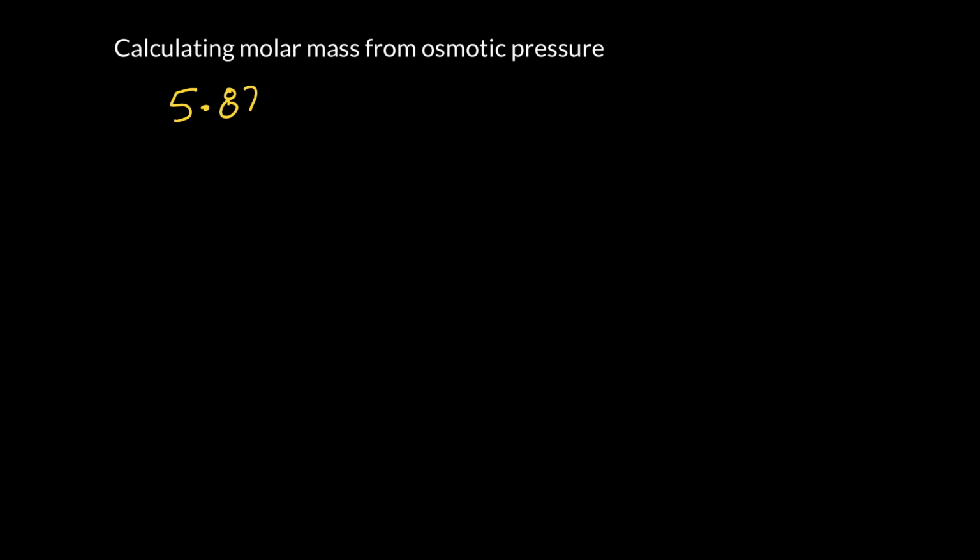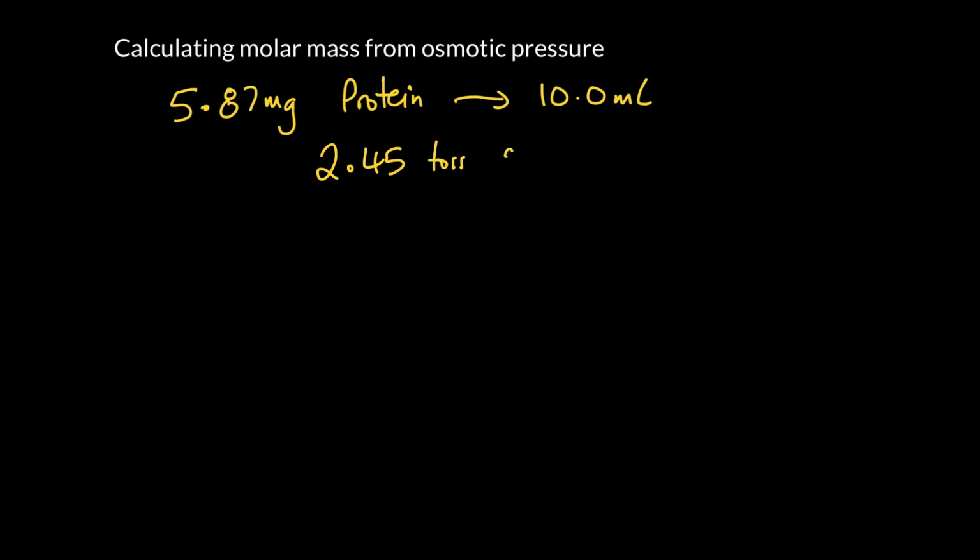So we're going to take 5.87 milligrams of a protein, and a protein is a very large organic molecule. And we're going to dissolve it in a solution so that the total volume is 10 milliliters. And we're going to measure the osmotic pressure of that solution, and we're going to find out that it is 2.45 torr, short for Torricelli, at a temperature of 25 degrees C. So this is going to be an aqueous solution, by the way. And that gives us enough information to calculate the molar mass of the protein.